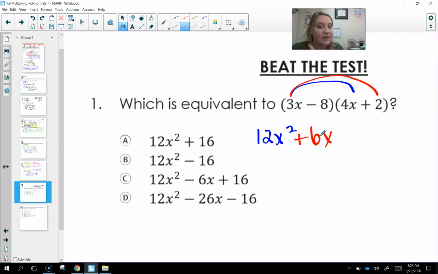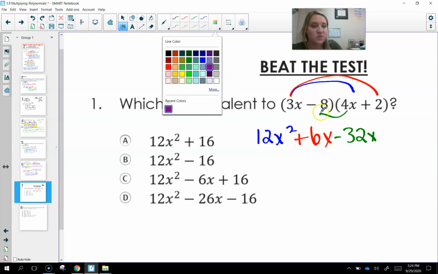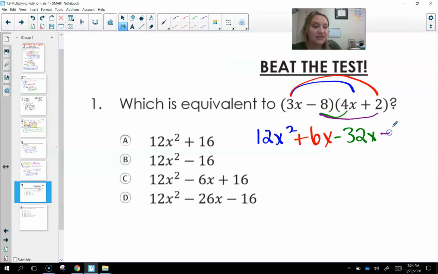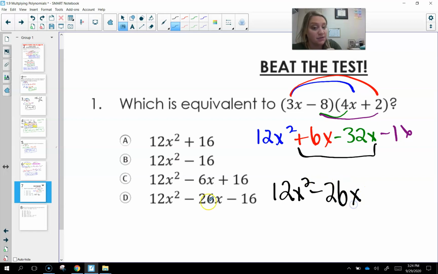Okay. Remember, we combine like terms a lot, so I'm not going to check anything off just yet. Negative 8 times 4x gives me negative 32x. And then this finishes with negative 8 times 2, which gives me negative 16. So the only pieces that I can combine here are my two middle pieces. I know I have 12x squared, right? That's in all my answers. 6 minus 32, though, is going to give me negative 26x. Oh, look at that. And then we have minus 16.